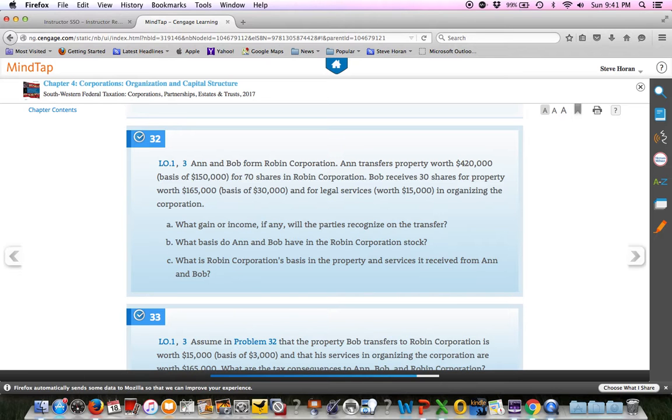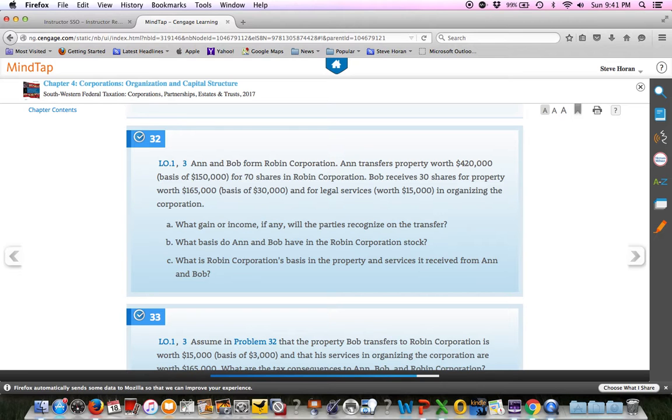For B, what's the basis in the stock for Ann and Bob? Ann has a basis of $150, basically the basis of the property that she transferred, which is $150. That's her basis. Bob has a basis of $45, which is $30,000 in the property that he contributed, plus his $15,000 worth of legal services. So Bob's basis is $45.